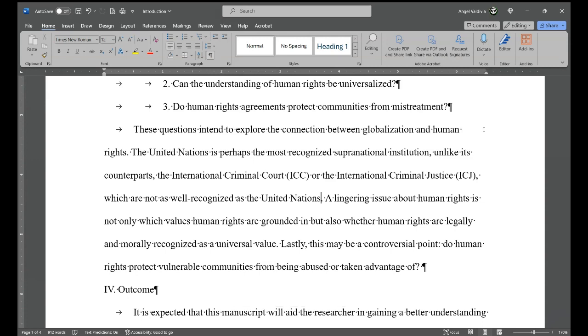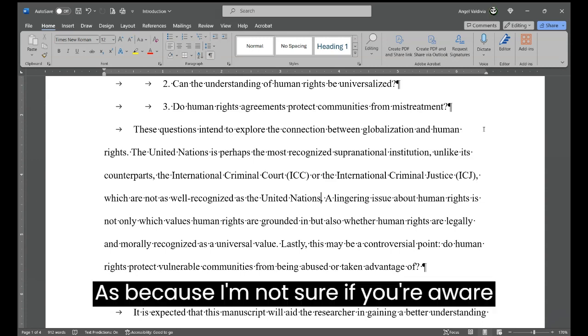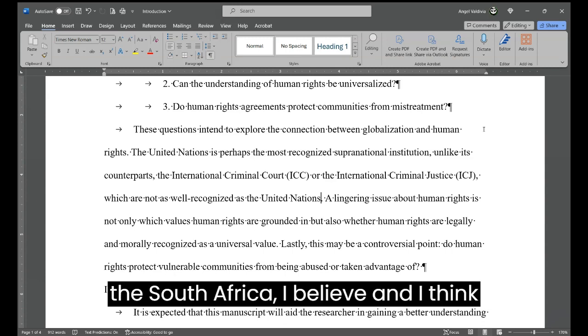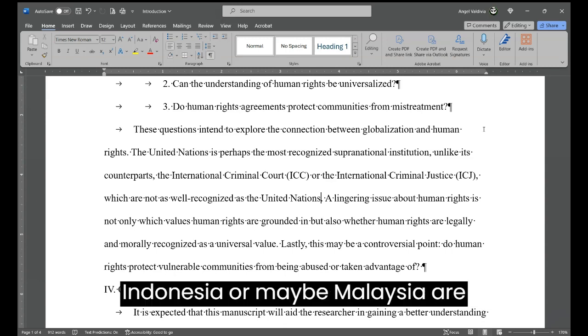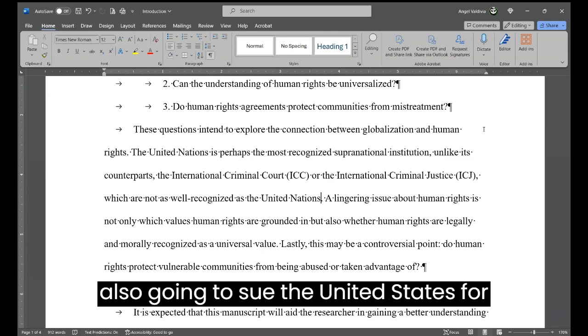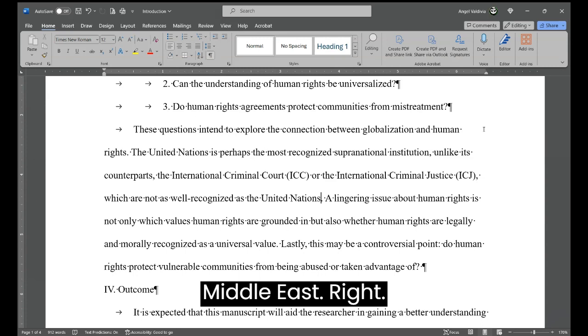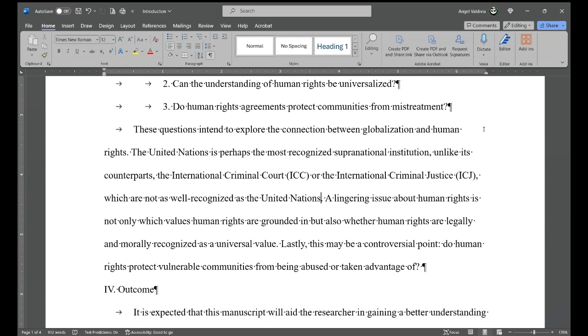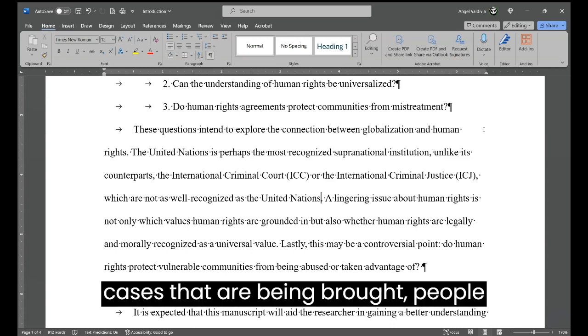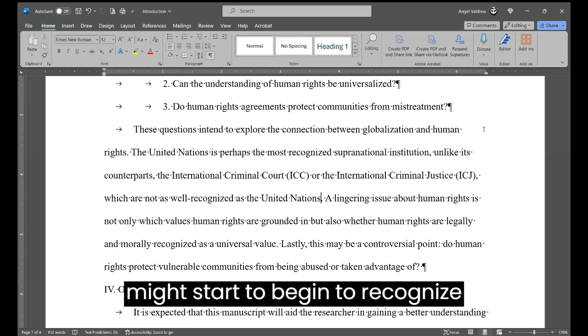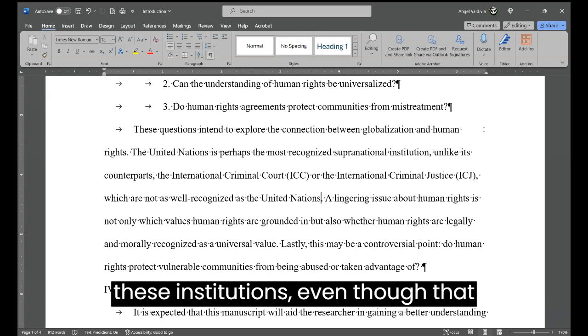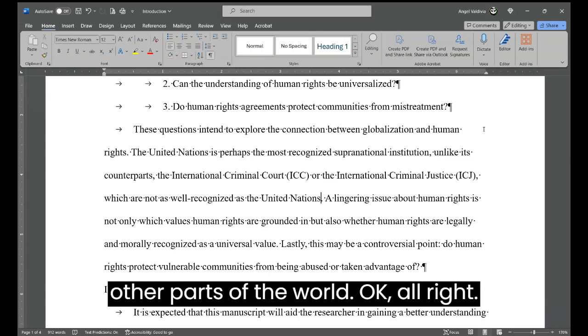I'm not sure if you're aware, but South Africa, I believe, and I think Indonesia or maybe Malaysia are also going to sue the United States for its complicity in what's happening in the Middle East, right? So because of these cases being brought, people might begin to recognize these institutions, even though these institutions are recognized in other parts of the world.